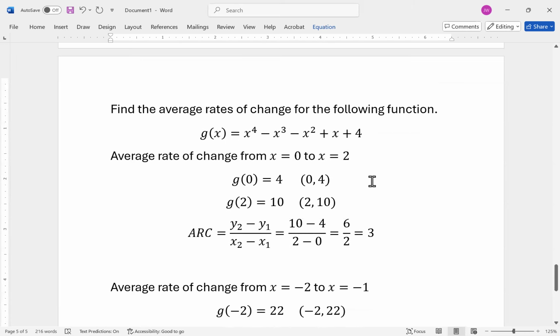Now, what average rate of change is doing is telling you on average, how is your function changing? Not just if it's increasing or decreasing, but how fast it's increasing or decreasing over that range. So that is a really nice feature to know. How fast is the function changing between 0 and 2 on average? And it says it's 3.